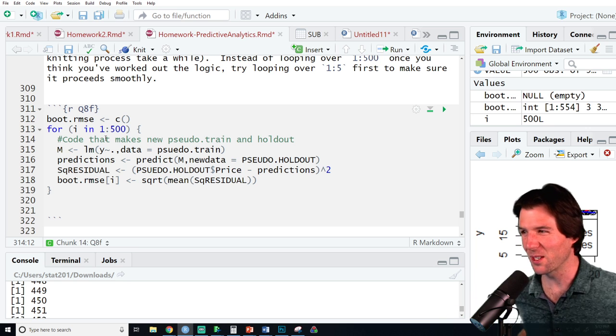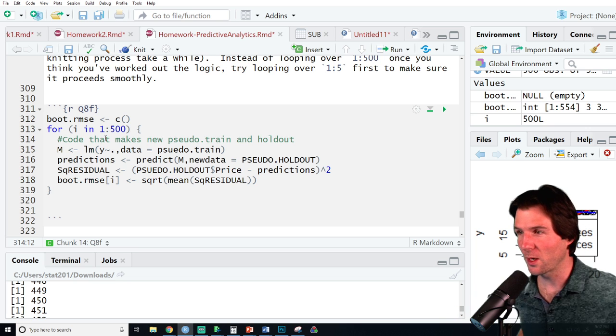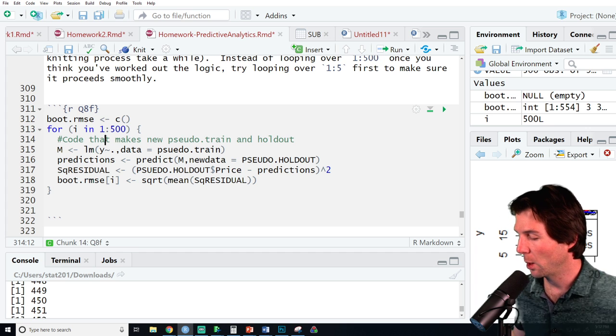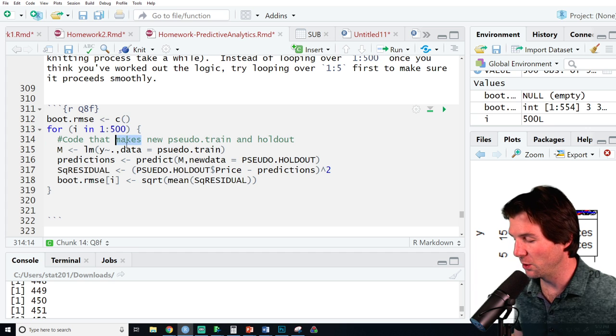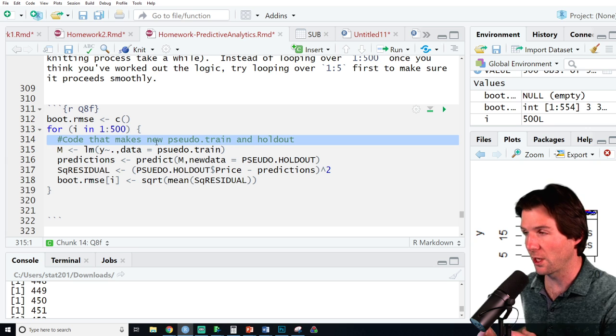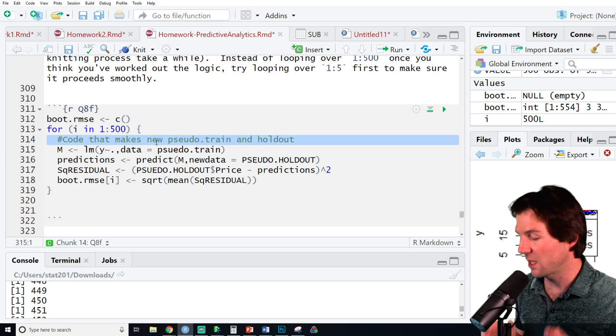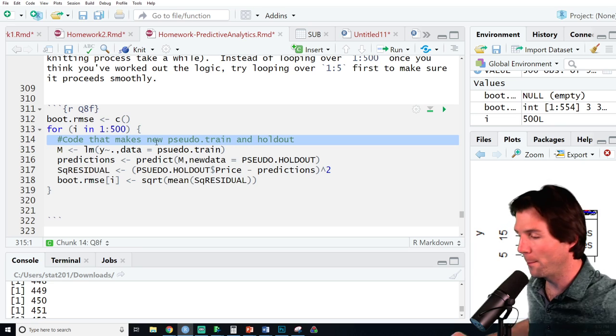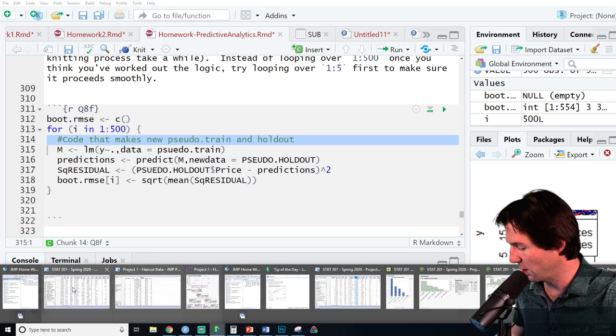So I always like doing parts of these, and this is the theoretical part of it right here, because each time this runs, it's going to store into I, but you do need the code that's going to make a new pseudo holdout and pseudo train each time. So you should have written those codes. Then it makes your model, it makes the predictions, it squares the error, and then you have the same question as Fisher. Amazing stuff. Let's hop back here to 201.